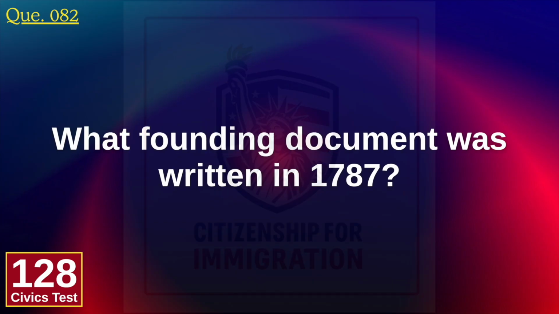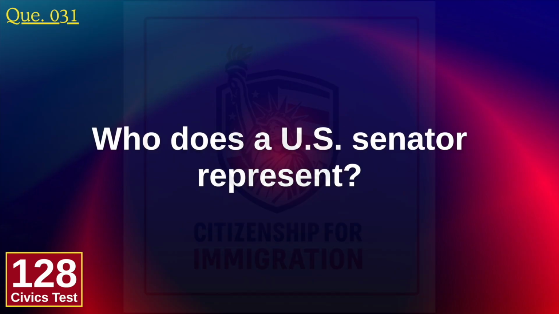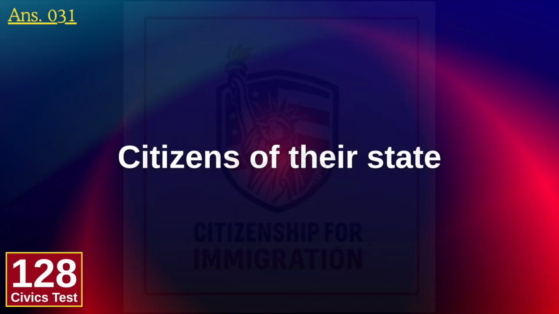What founding document was written in 1787? U.S. Constitution. Who does a U.S. Senator represent? Citizens of their state.